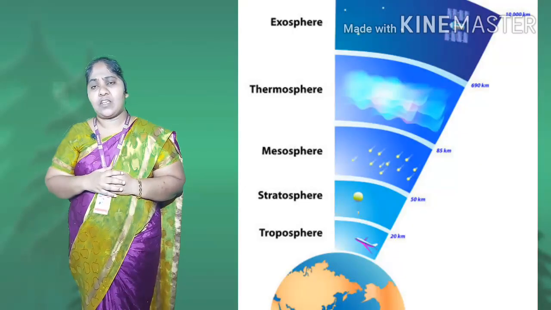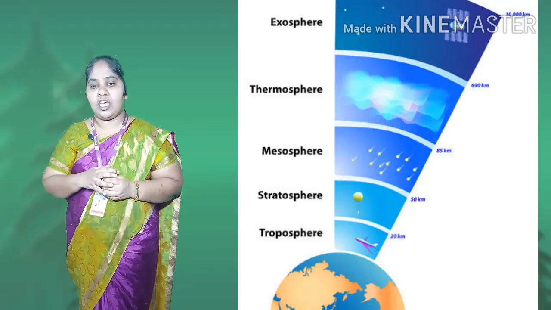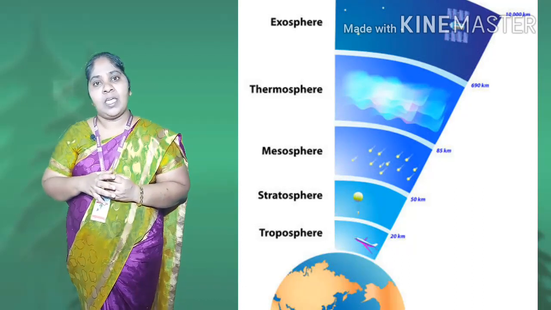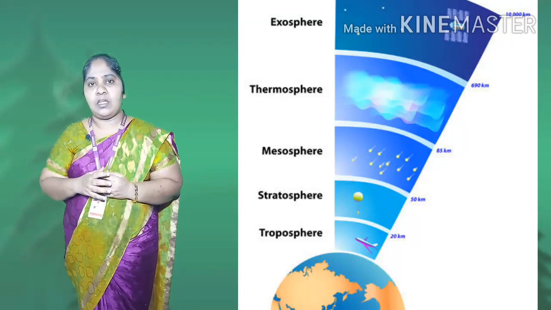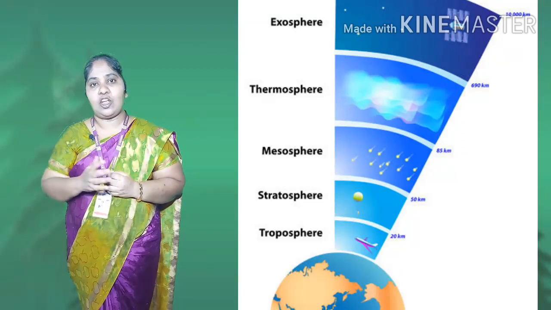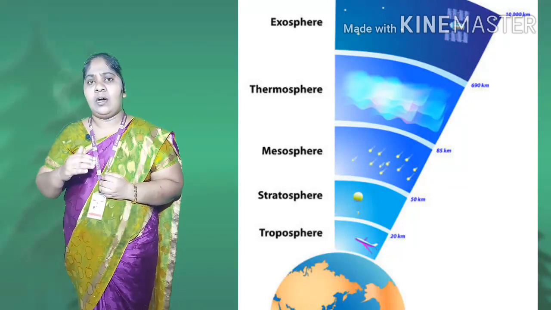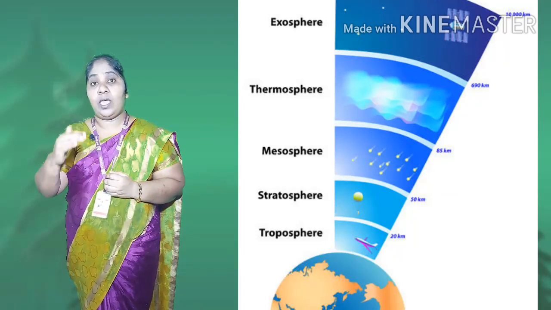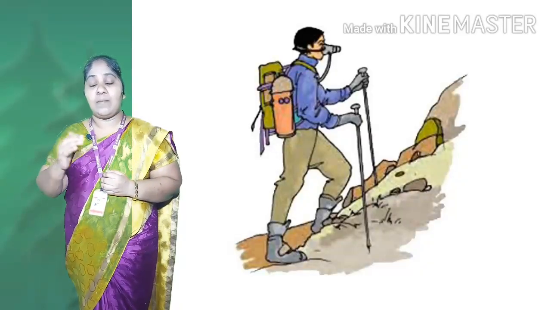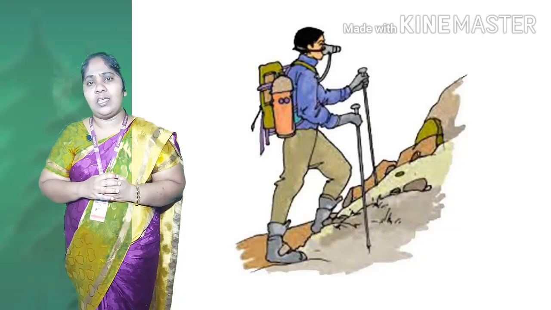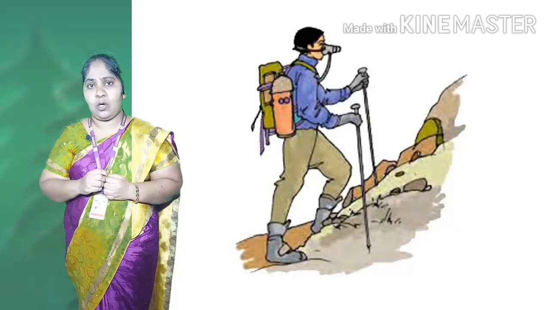What are the different layers of the atmosphere? Can you guess, children? Yes: troposphere, stratosphere, mesosphere, thermosphere, exosphere. All these are different layers of the atmosphere, that is, layers of air, isn't it children? If you take all these layers, the temperature varies. Okay, so that's why mountaineers, when they are climbing the mountain, carry oxygen cylinders along with them. Why are they carrying oxygen cylinders along with them?